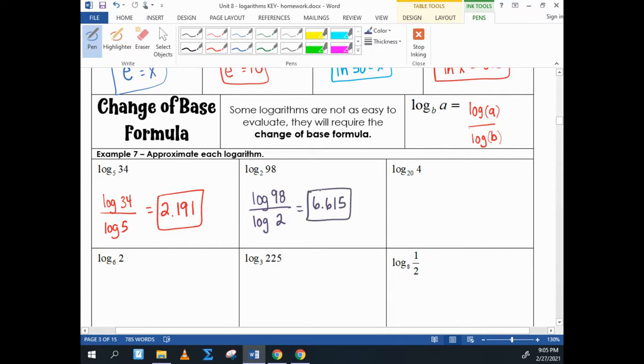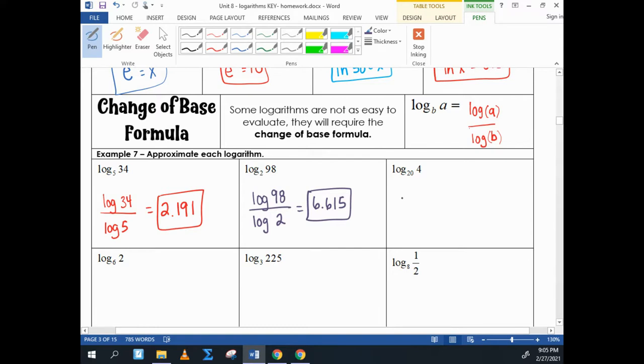Okay. You can check some of these just to make sure you're in the ballpark. Remember, when you're evaluating these, this is just saying 5 to what power is 34. Well, 5 to some power, it's not going to be a whole number. Obviously, we've got a decimal over here, but just remember 5 to the second power is 25. 5 to the third power is 125. So it's pretty close to 2, but a little bit more. It's the same thing with here. 2 to the 6.6 power is equal to this 98.